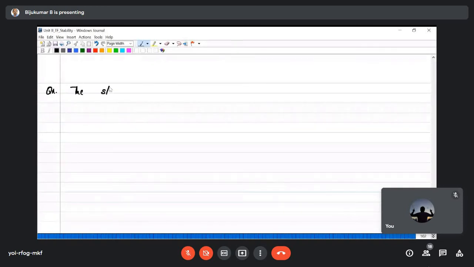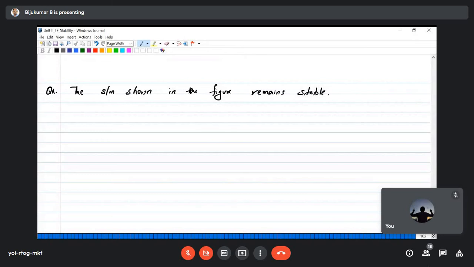The system shown in the figure remains stable when the given system is stable. The system is shown like this. The system is also shown in the form of a signal flow graph.